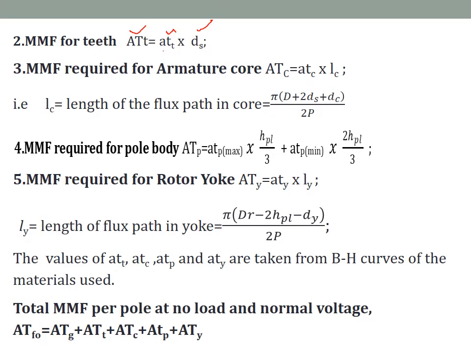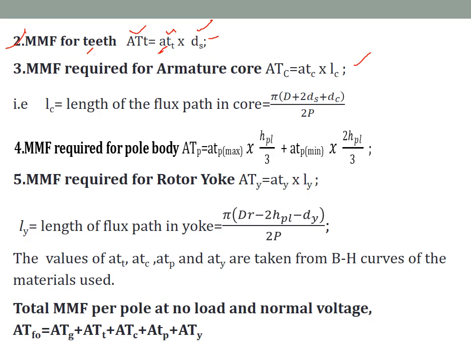We should see what is the flux density in the teeth. Corresponding ATT from the BH curve we have to select and multiply with ds, we will get this one. Okay. Now coming to MMF required for armature core. This already we have discussed. And MMF required for pole body.